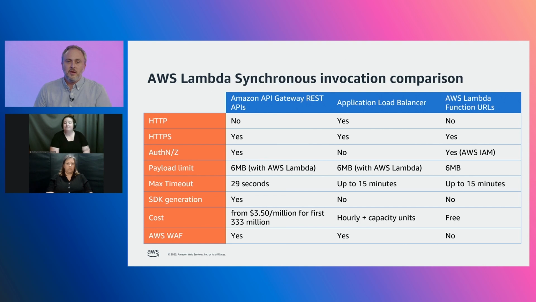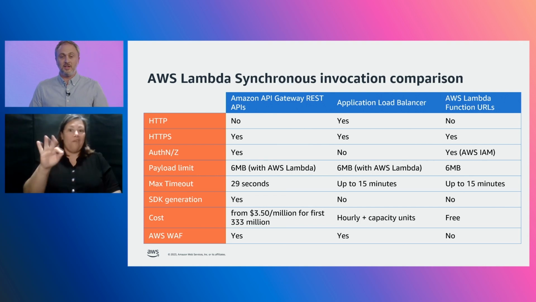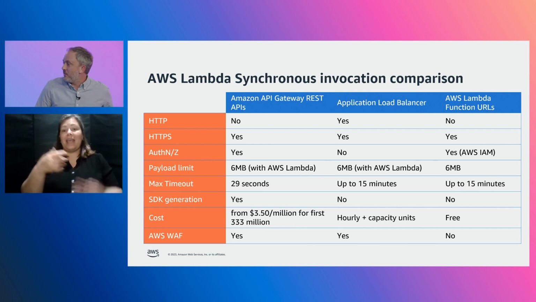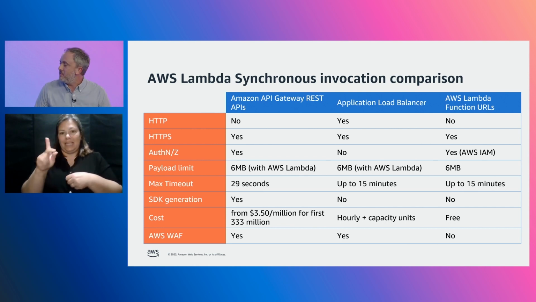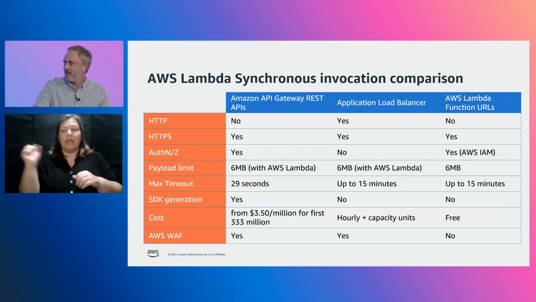SDK generation. It's, I think, a little known fact that Amazon API Gateway can actually generate SDKs directly from the service, right? I've not seen many people use it, but I think it's incredible. Yeah, it's a very powerful feature. Have you used it for anything?